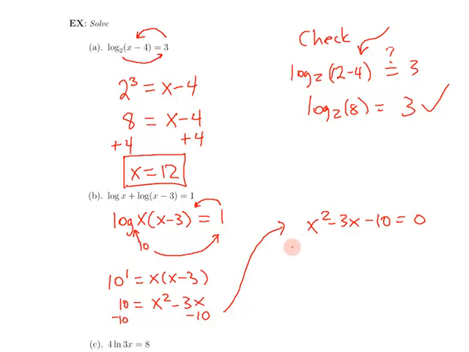Now, I believe factoring works on this one, which is always the best technique to use whenever you can with quadratic equations. x plus or minus, I think, 2 and 5 work here. All right? That gives me negative 10. Negative 5x plus 2x is negative 3x, so that checks.